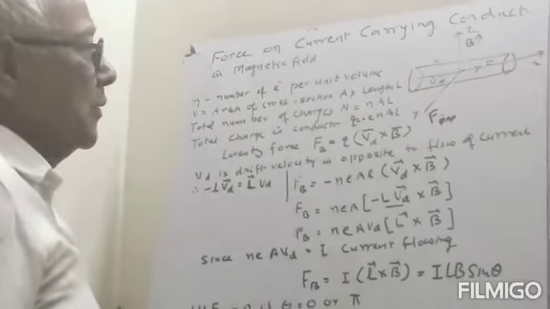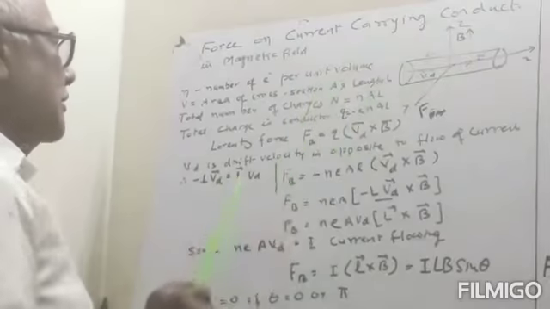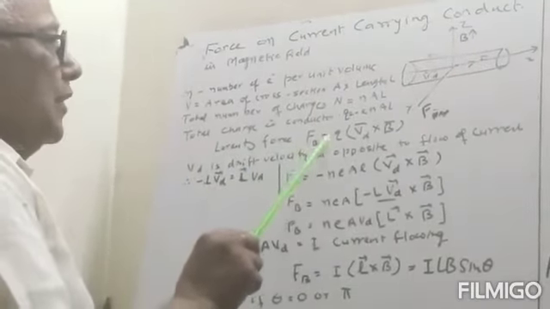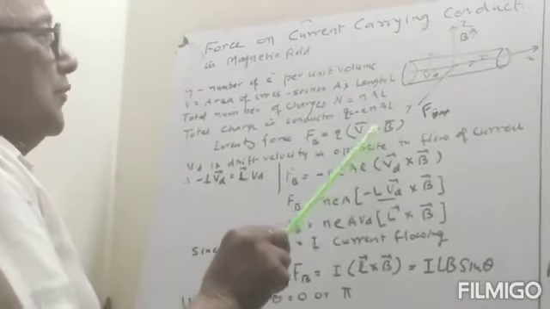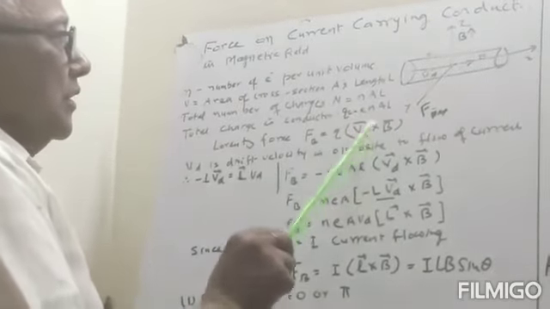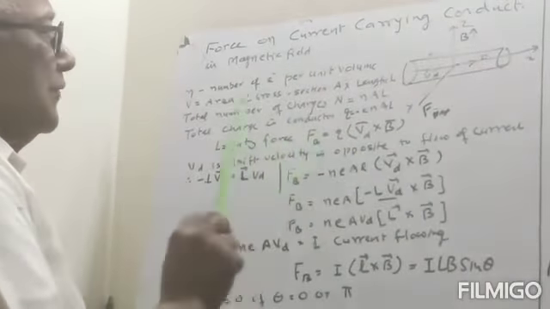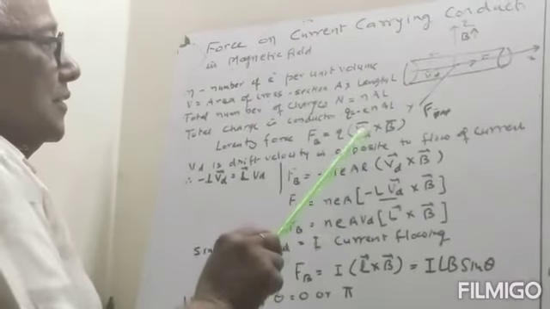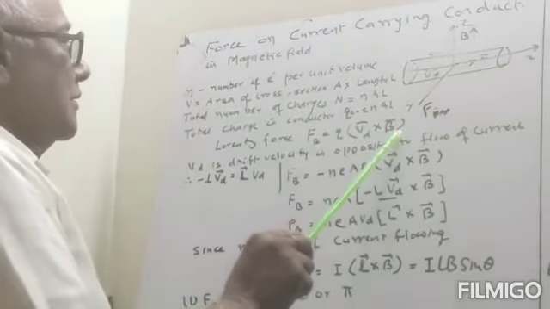So now what will be the force on the electron which is moving? The force on the electron will be the Lorentz force, and the Lorentz force Fb will be equal to Q Vd cross B. Vd is the drift velocity of the electron, and B is the magnetic field. So the Lorentz force Fb will be equal to Q multiplied by the vector product of drift velocity and the magnetic field.